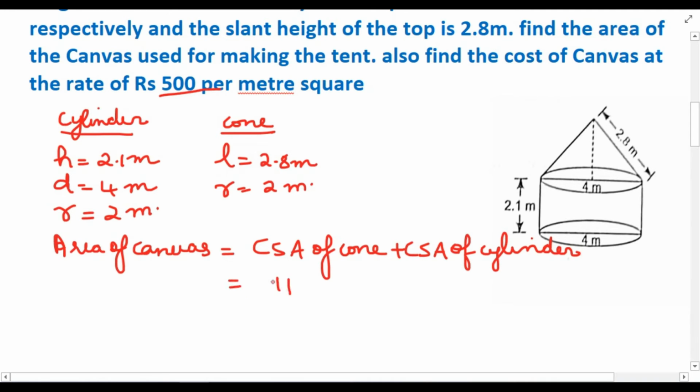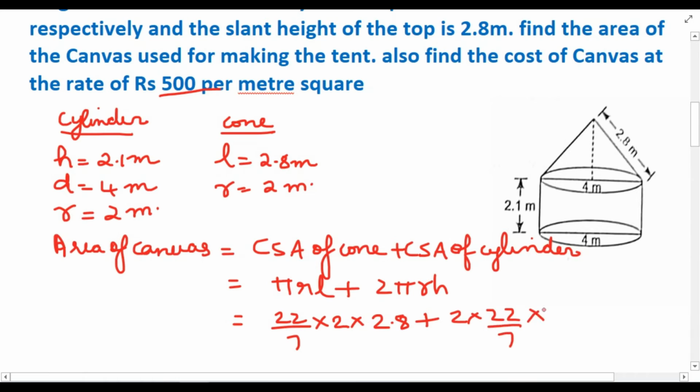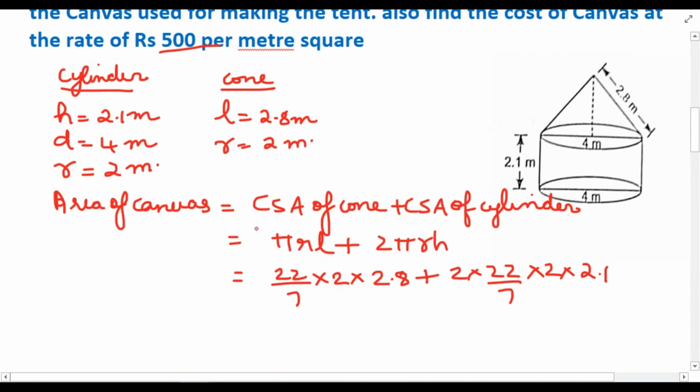And curved surface area of the cone formula is pi r l and curved surface area of the cylinder is 2 pi r h. All the values we have given, we just need to substitute the values. 22 by 7, r is 2, slant height for the cone is 2.8, and 2 into 22 by 7, radius is again 2 and height is 2.1. So you can simplify this. When you cancel, this will be 0.4 and this will be 0.3.